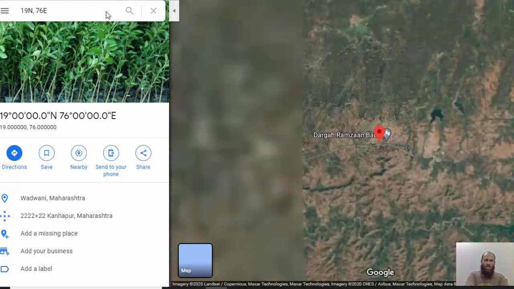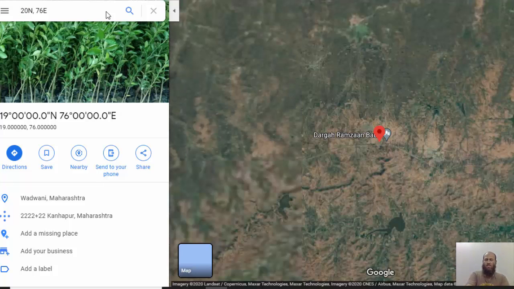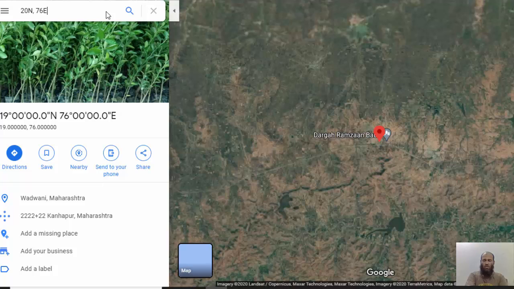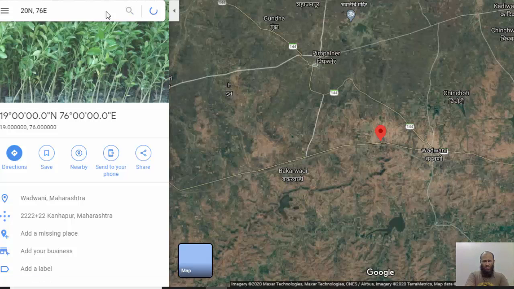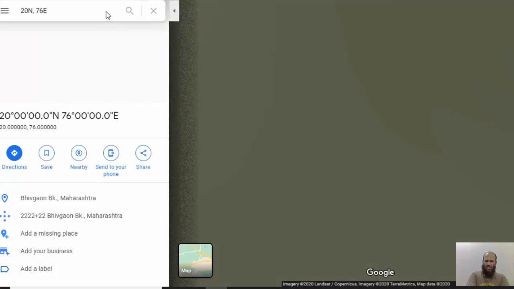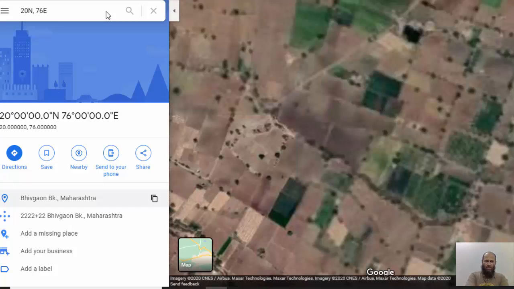How amazing. What happens if I just change this location from 19 degrees to 20 degrees north, keeping the same longitude? Will it be the same place? Nah, it won't be the same place. It will be different. Bhivgaon in Maharashtra.